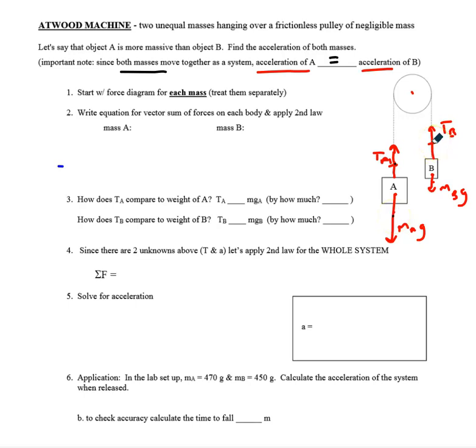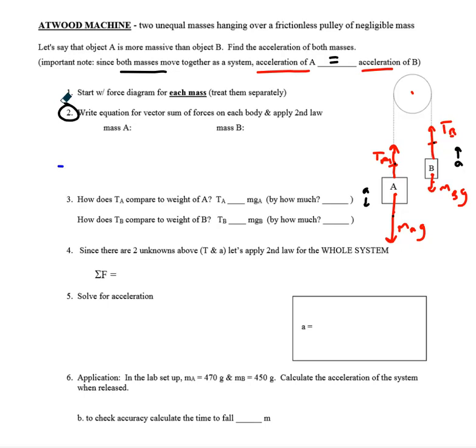Okay, so to help us understand that, I'm going to draw one other little thing here. I'm going to put a little acceleration vector, understanding this is going to accelerate up, and this is going to accelerate down. And that helps me decide for each one which I'm going to call positive and which negative. All right, so now we're going to write an equation for each.